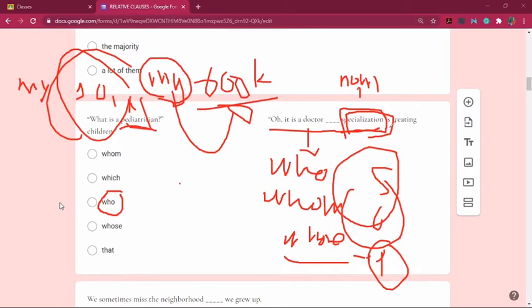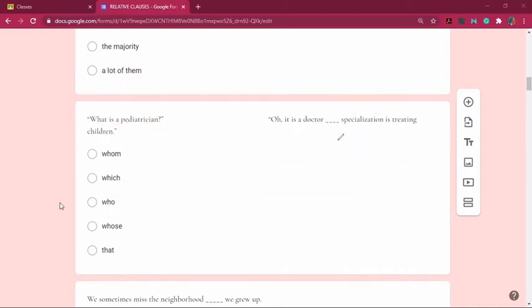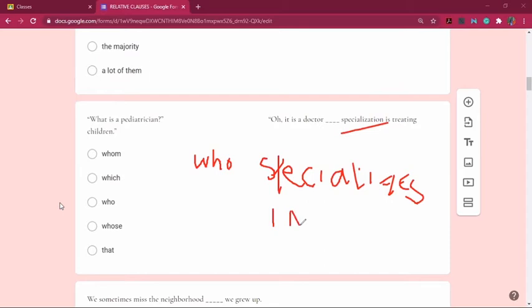Because this is a noun, what fits here is the possessive whose. So it's a doctor whose specialization. Maybe some of you will have a question like, Miss, can I use who in this case? Yes, but you have to change this. It's a doctor who specializes in children, for example. So it becomes a verb. The predicate is then a verb, to make this suitable for who. So for having who here, we have to change this into a verb. You got that?